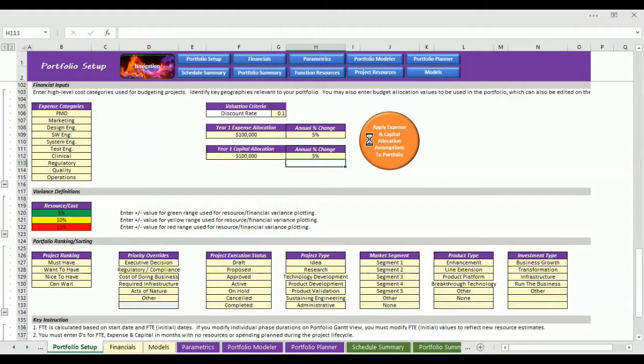Next, we'll enter variance definitions. Variance definitions allow the portfolio to set a range limit for FTE resources, expense, and capital. If a value varies outside a limit, the associated color indication will be triggered to assist with planning. The system is preloaded with 5, 10, and 15%. Feel free to change that.